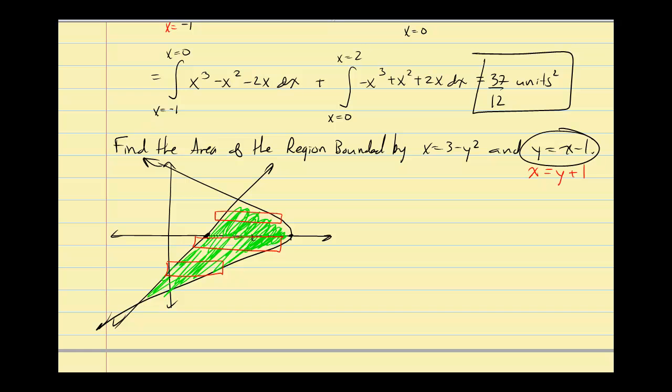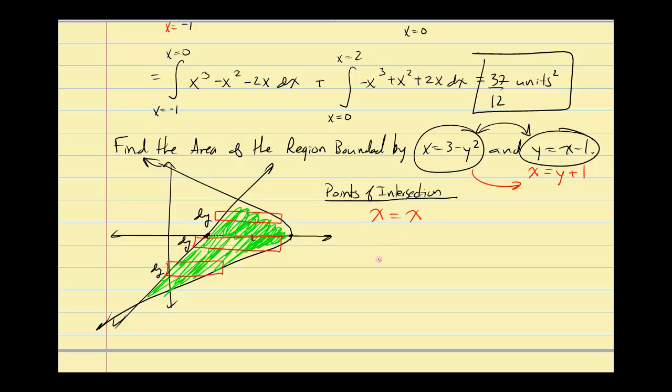We need to figure out our points of intersection. Now remember, we're interested in horizontal rectangles, so we have dy's here. So from here, points of intersection, I have to set the equations equal to each other. But this is the place we need to be careful. I can't set these two equal to each other because one's in terms of x, one's in terms of y. I need to set these two equal to each other, because remember, what we're basically saying is it's true that x equals x, and then we substitute in x equals 3 minus y squared, x equals y plus 1.